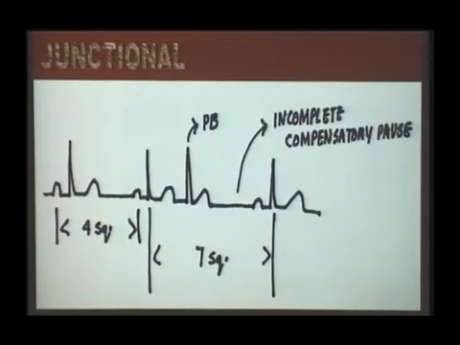What do we mean by incomplete? When you measure the RR interval which includes the premature beat, it is less than twice the basic RR interval. For example, your basic RR interval is 4 squares. If the RR interval which includes the premature beat is less than 8 squares, twice the basic sinus cycle, it is called incomplete compensatory pause. Most supraventricular premature beats will have incomplete compensatory pause, meaning the RR interval which includes the premature beat will be less than twice the basic interval.